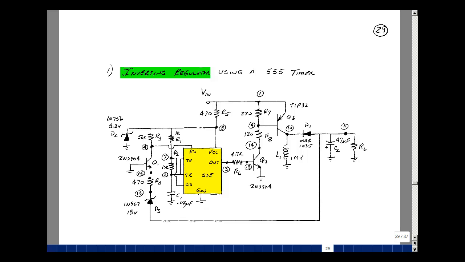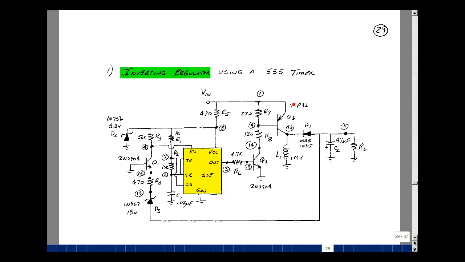This lesson deals with the PSpice simulation of an inverting regulator and the analysis of a step-up regulator. You can find these notes in the ECE402 ebook in Chapter 8, starting on page 29. Here's another implementation done by Chetty using a 555 timer to do an inverting regulator.